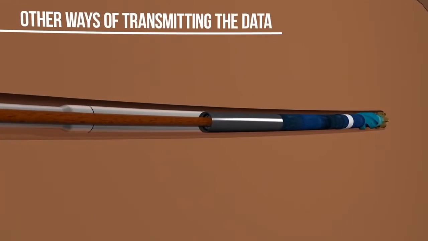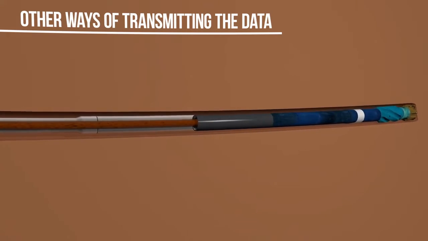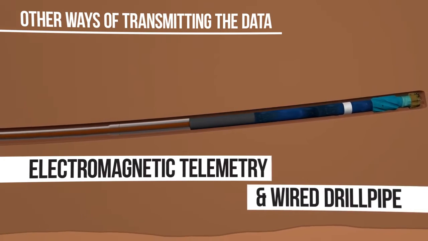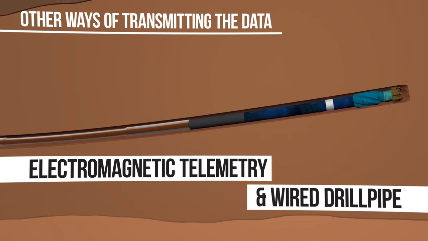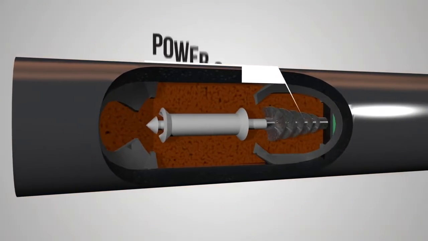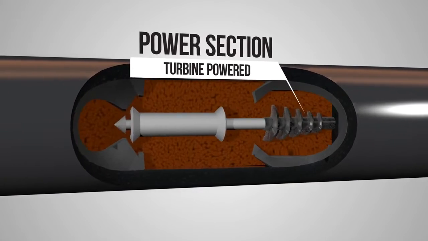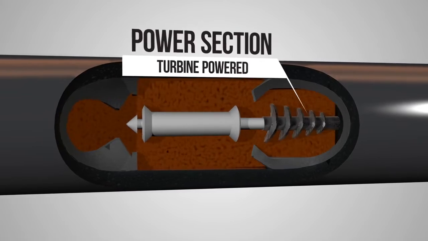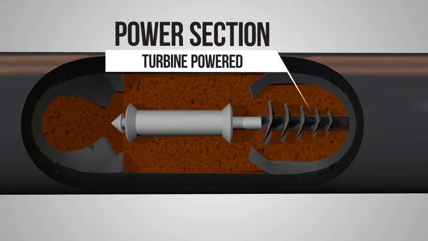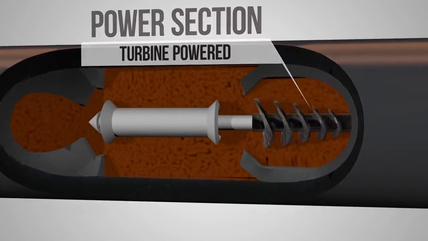There are other ways of transmitting the data from the tool to the surface, including electromagnetic telemetry and wired drill pipe, although these systems tend to have their limitations. In addition to the sensor package and telemetry sections, there is a power section in the tool to power the instrument. The power section is typically battery or turbine powered, sourcing power as drilling fluid is pumped through the turbines in the tool.